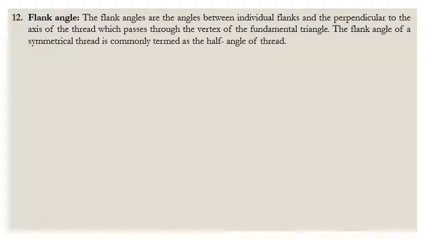Next term, flank angle. The flank angles are the angles made between individual flanks and the perpendicular to the axis of the thread, which passes through the vertex of the fundamental triangle. The flank angle of a symmetrical thread is commonly termed the half angle of the thread.